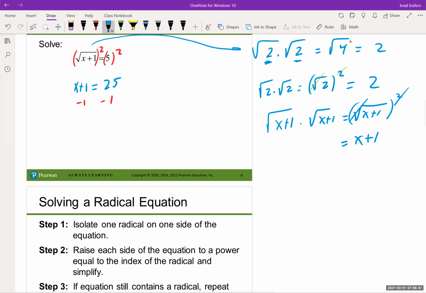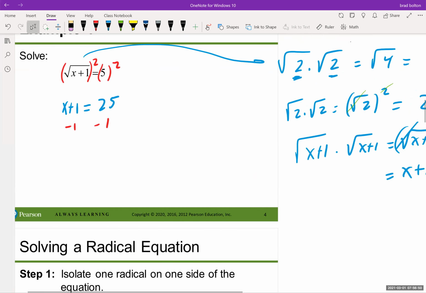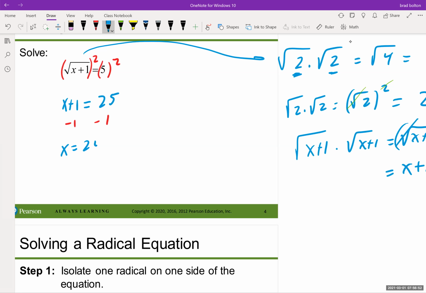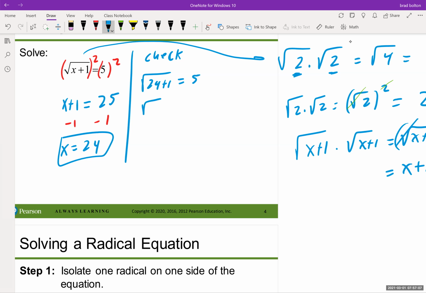So we end up with x equals 24. That's what we think our solution is. Now we have to check it. With these in general, you should always check your solutions to make sure they make sense with the problem. So I'm going to say the square root of 24 plus 1 equals 5. This becomes the square root of 25 equals 5. So 5 equals 5, we get our identity. It checks out, so this is a true statement. So 24 is in fact the correct x.